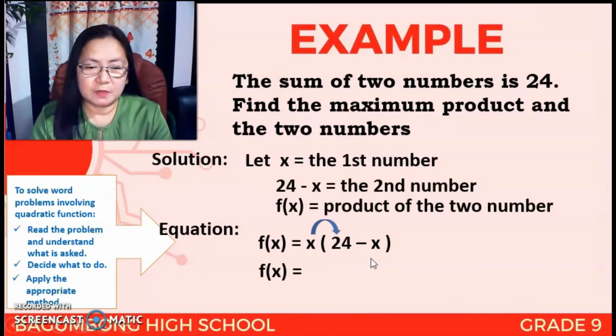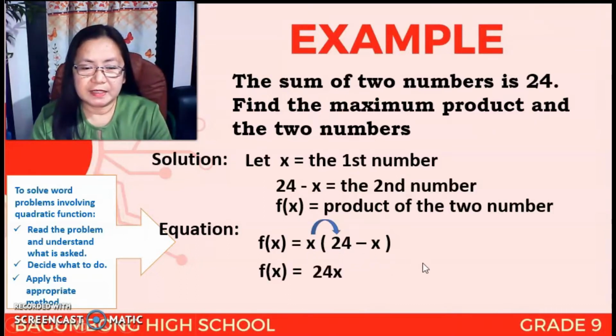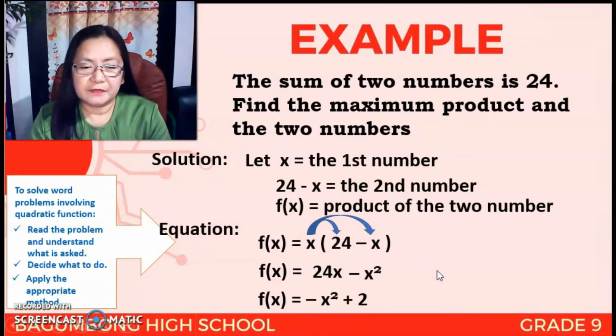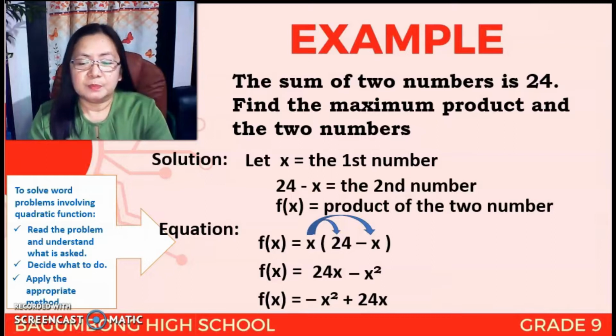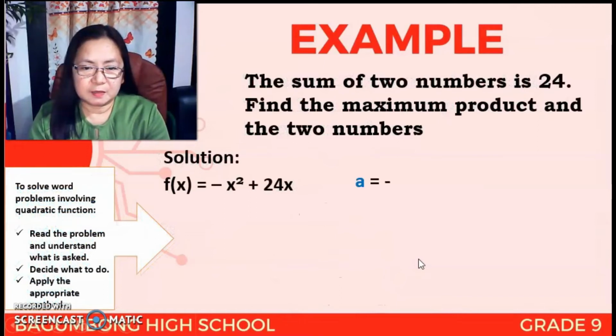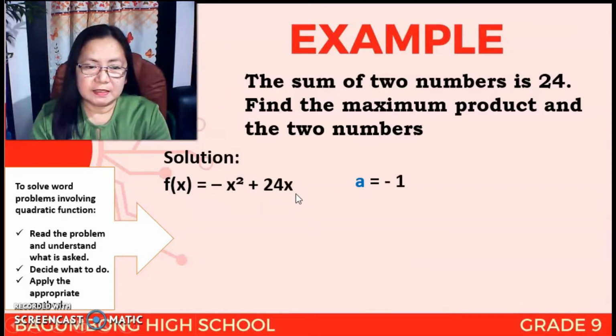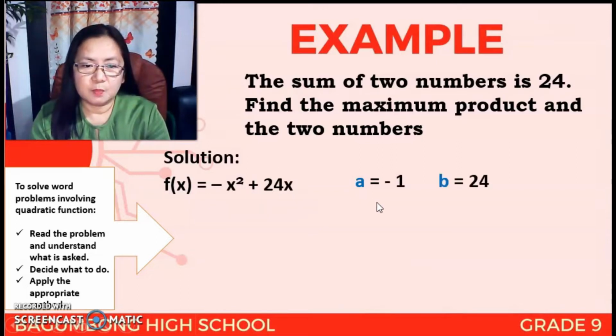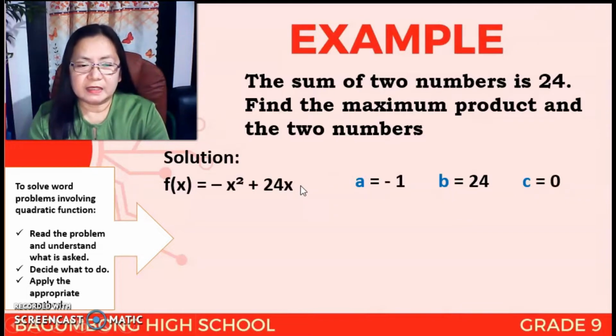Simplify: f of x is equal to x times 24, which is 24x. Next, x times negative x is negative x squared. So f of x is equal to negative x squared plus 24x, written in general form. Next, since f of x is equal to negative x squared plus 24x is written in general form, a is negative 1, b is 24, and c is 0, since there is no constant term in the quadratic function.